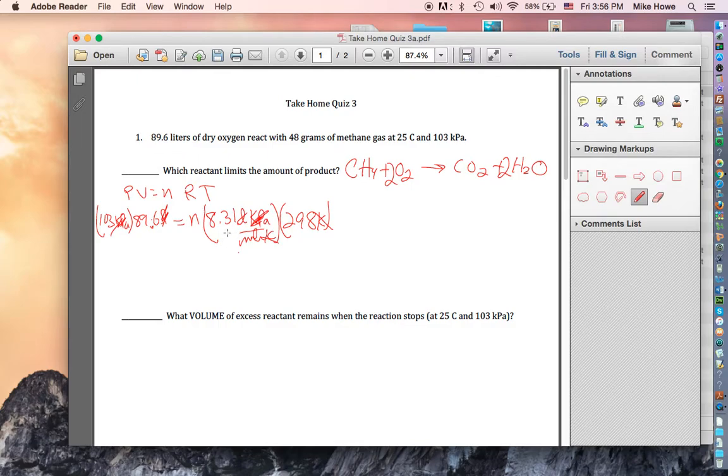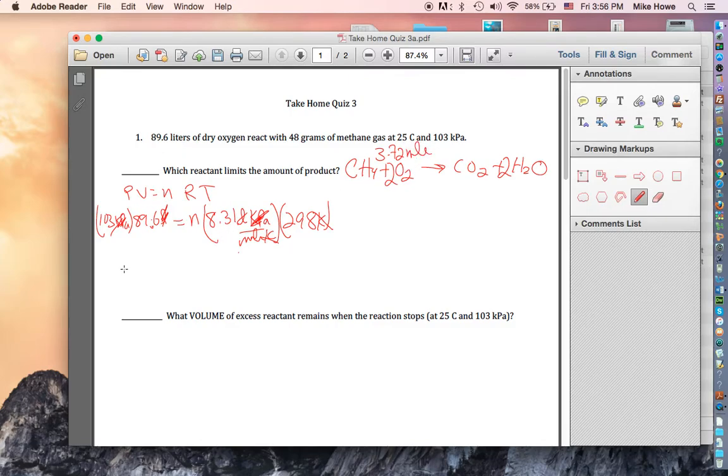So to actually do the math, I'm going to multiply my 103. I'm going to do this on the side. You won't be able to see this. So 103 times 89.6. Then I'm going to divide that answer by 8.31 and then divide it again by 298. So it turns out the number of moles of oxygen is 3.72. I'm going to write that above the O2. So I've got 3.72 moles.